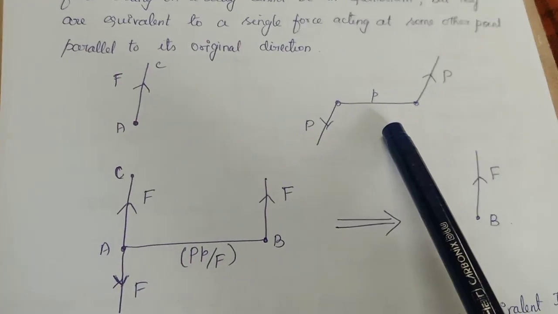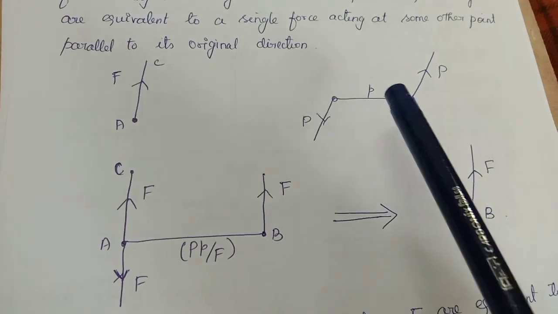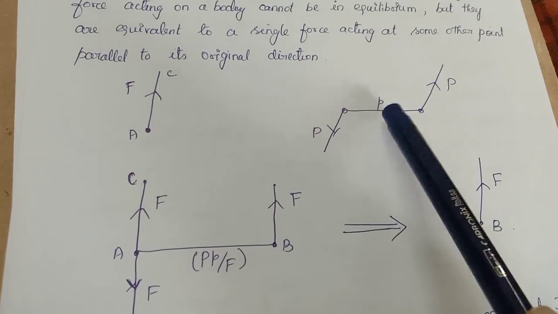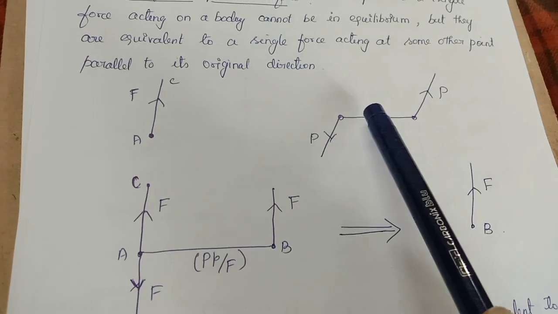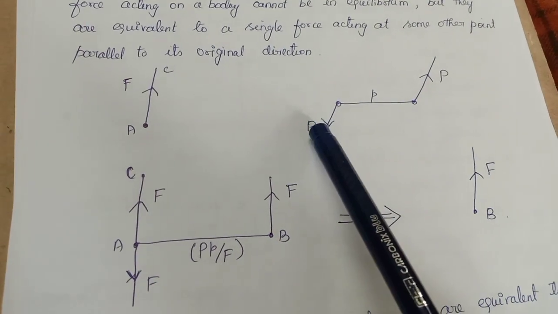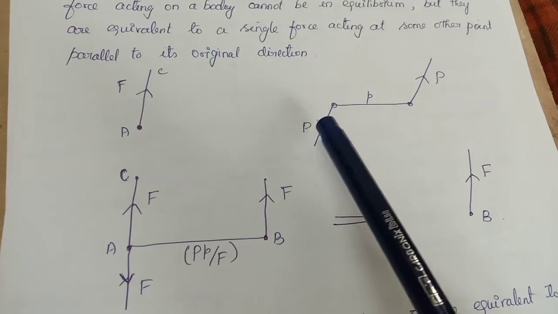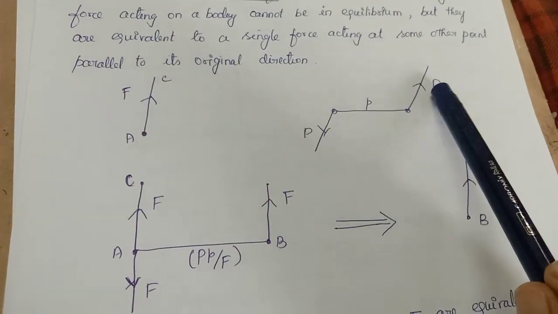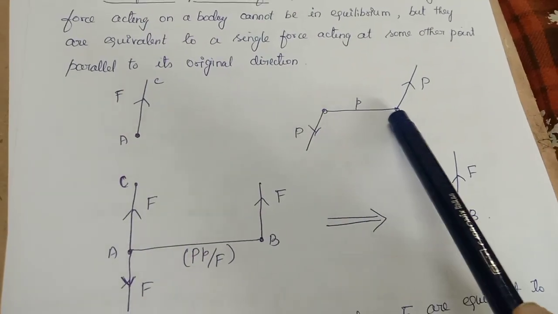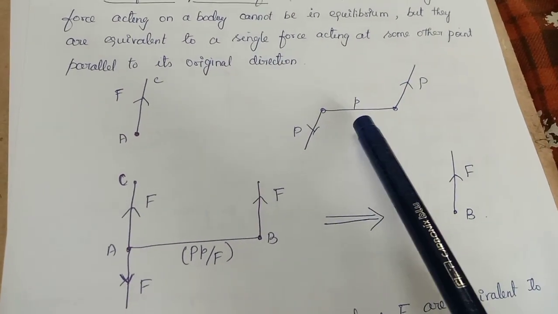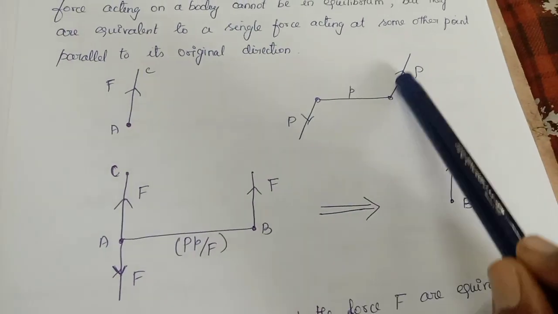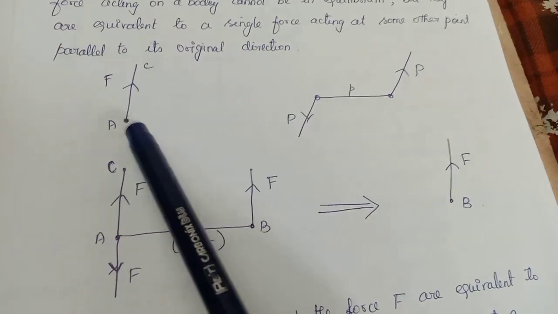Whenever you have problems of this type, see, a couple is characterized by its moment only. This can be replaced by another couple whose moment is P into p, isn't it? So what I am going to do is, the forces P I am going to change to F. If I change this to F, this arm should be replaced, no? So that the moment should be equal to P into p. So what should be the arm? pP by F.